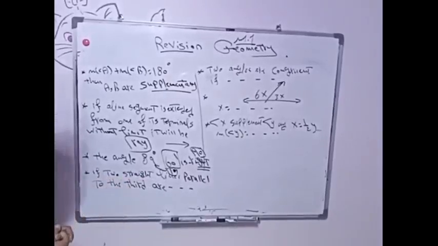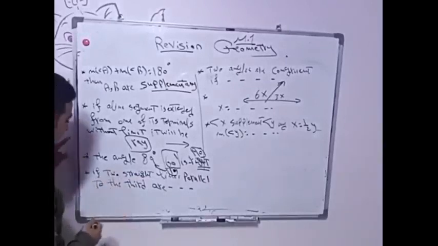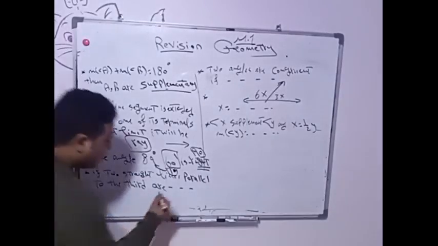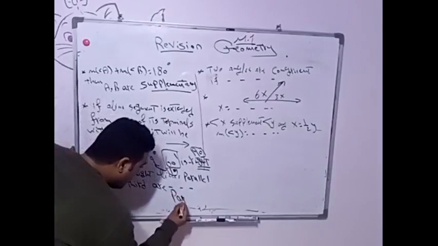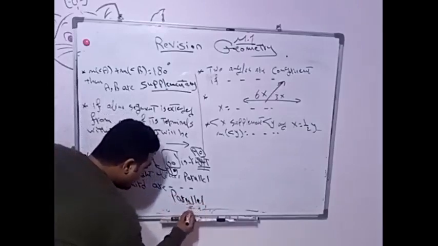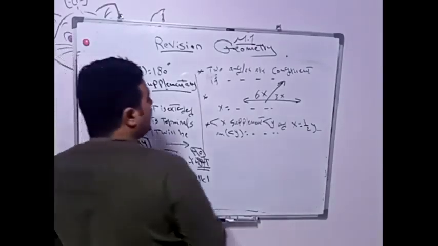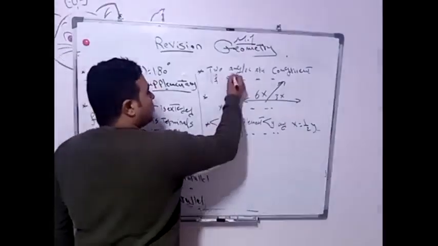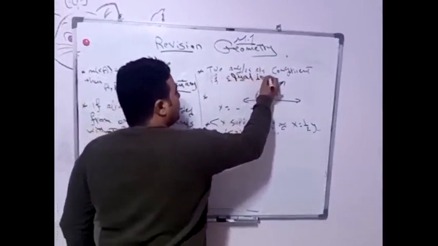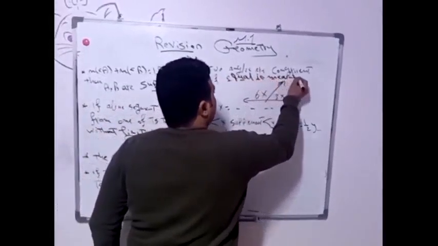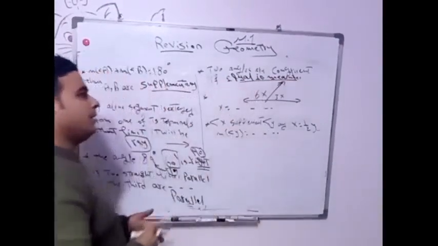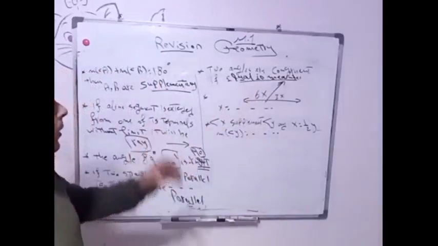Now, if two straight lines are parallel to a third, then these two straight lines are parallel. This is my answer. My question now: two angles are congruent if equal in measure, but two line segments are congruent if equal in length.